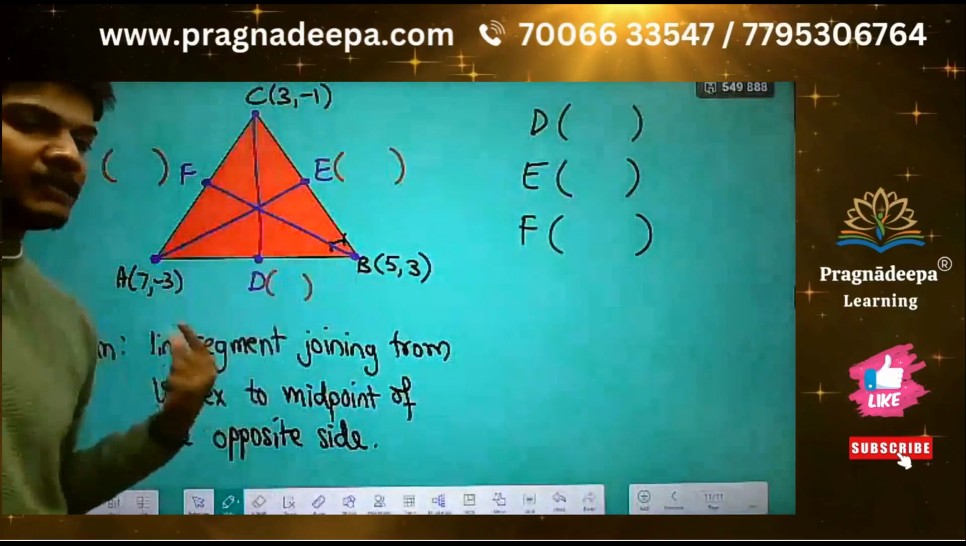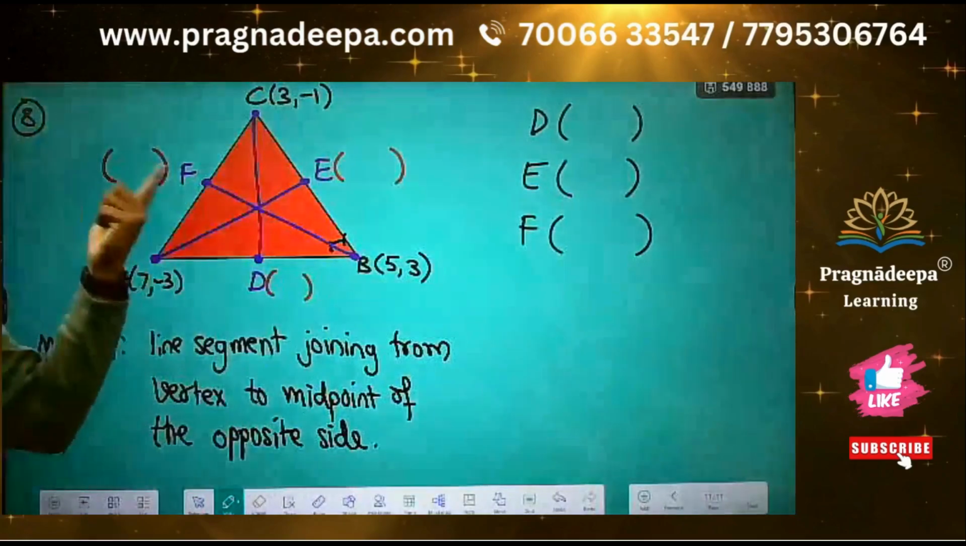So use D is the midpoint of AB, E is the midpoint of BC, F is the midpoint of AC.